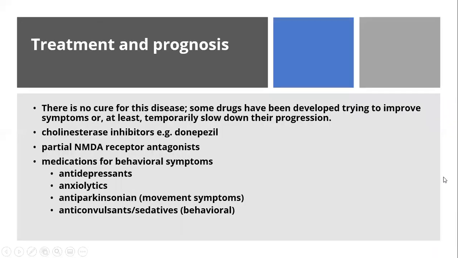Treatment and prognosis. There is no cure for this disease. Some drugs have been developed trying to improve symptoms or at least temporarily slow down their progression: cholinesterase inhibitor, partial NMDA receptor antagonist, medication for behavioral symptoms, antidepressant, anxiolytic, antiparkinsonian, anticonvulsant.